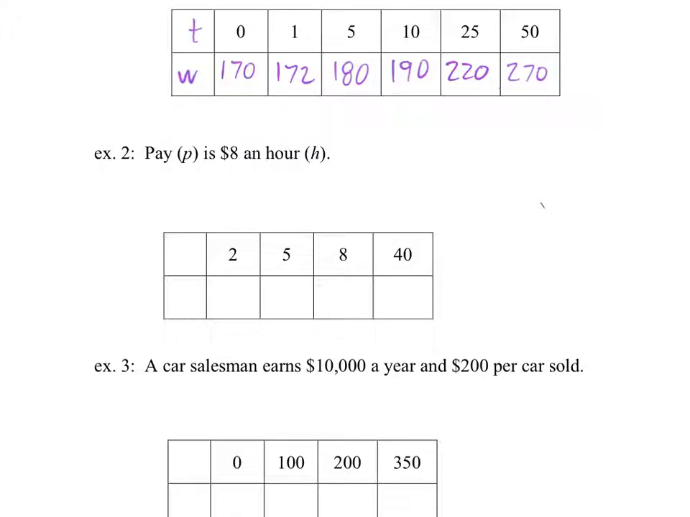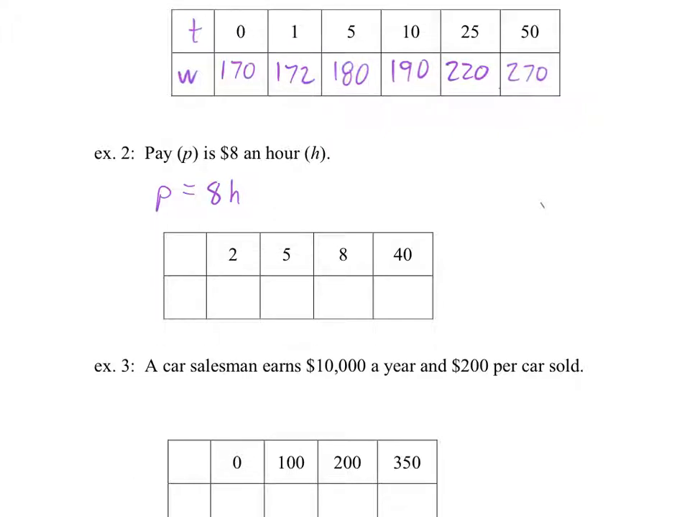Let's just keep going. Pay is $8 an hour. So we're trying to figure out your pay. If you get paid $8 an hour, what's that equation going to look like? P equals, go for it. 8 times H. Nice, so 8H, or 8 times H if you want to. If there's no sign, no math operation written in there, you assume it's multiplication.